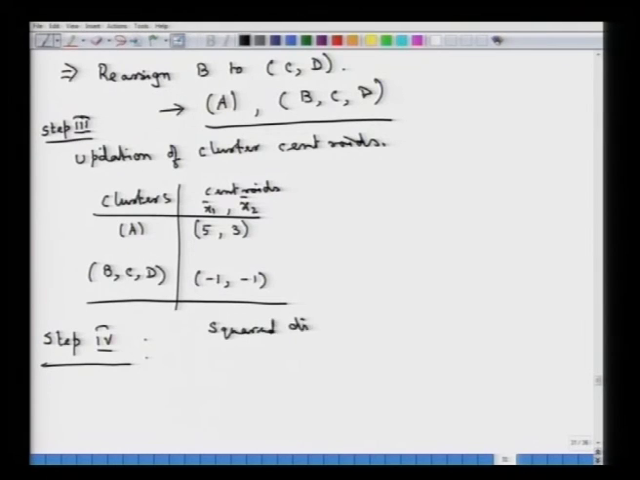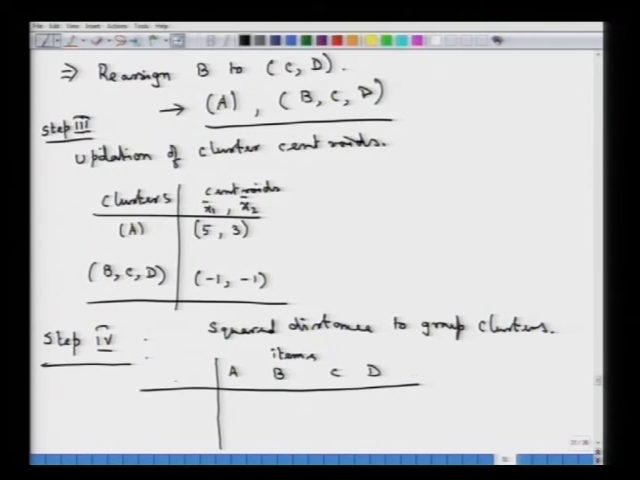Now, we will have this particular table, the squared distance to group clusters. We can have the following table, where we are looking at items which are A, B, C and D. We will have to look at the distance of each of these items from the two cluster centers, one this and one this. So, we have got a cluster as A and another cluster as B, C, D, right. And we look at what is the distance of A from A, that would be 0.